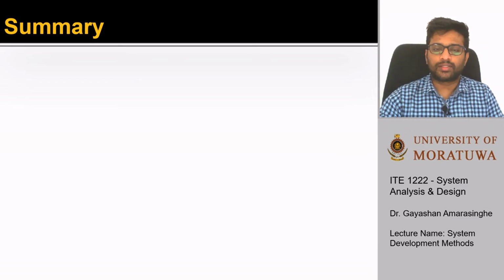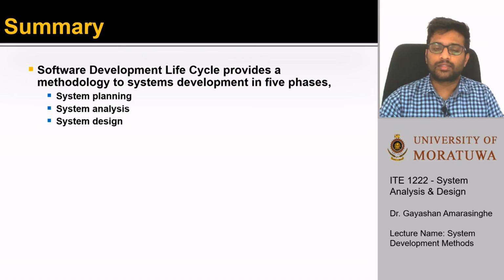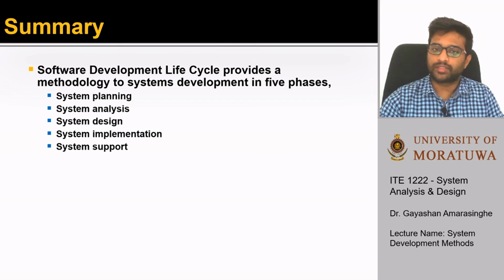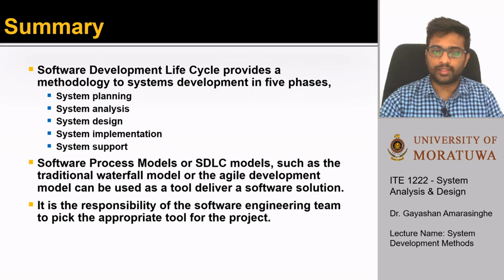In this lecture, we discussed system development methods with the help of the software development lifecycle, which provides a methodical approach to systems development. The 5 phases: systems planning, system analysis, system design, system implementation, and system support guide a system analyst to design and develop such systems. Software process models such as the waterfall model or the agile development model, which you will learn later, can be used as tools to deliver these software-based systems as solutions to the problems. It is vital to note that it is the responsibility of the software engineering team to select the appropriate tool for the project depending on the context, requirements, the stakeholders, and other aspects of the project.